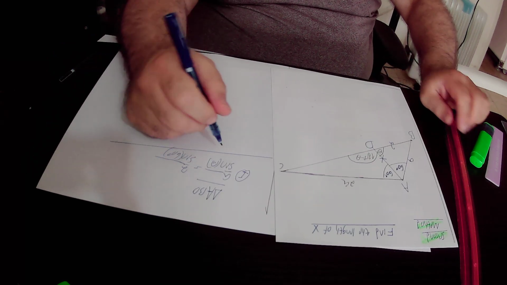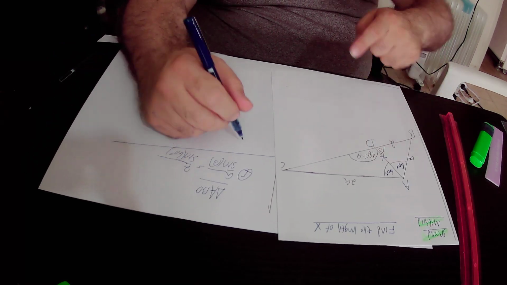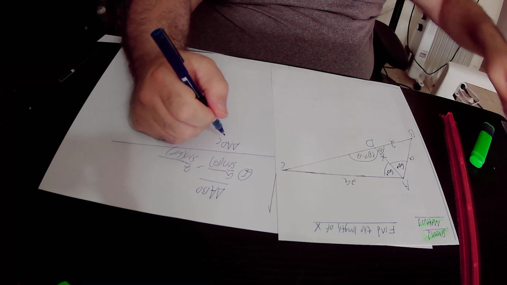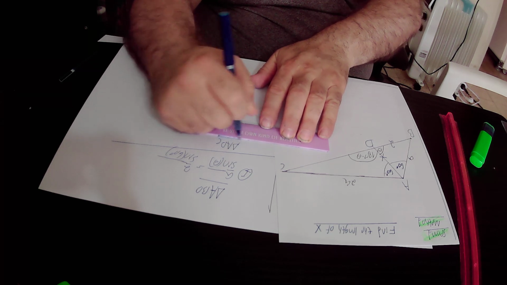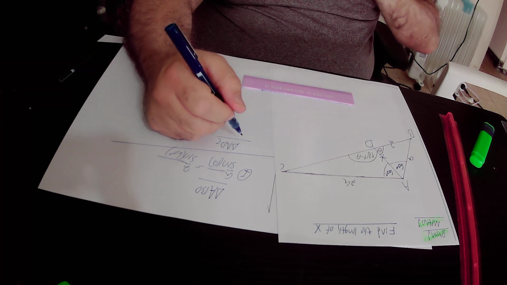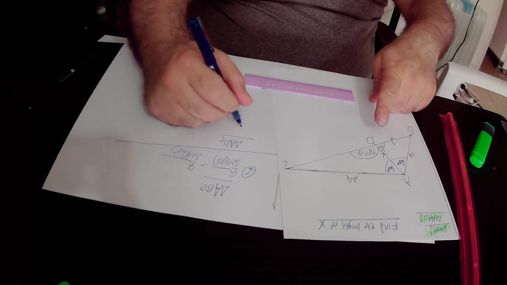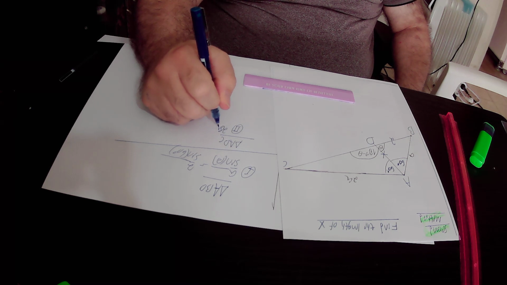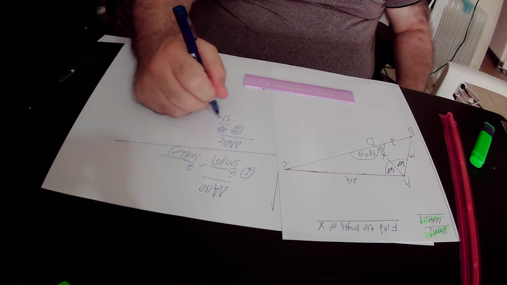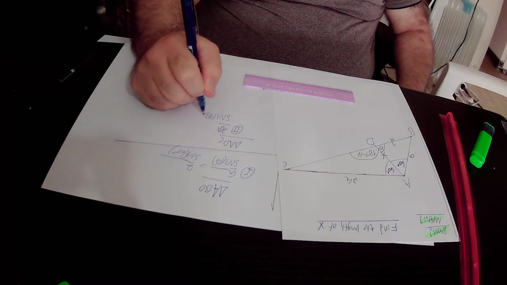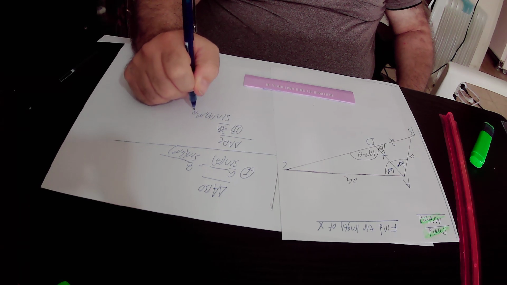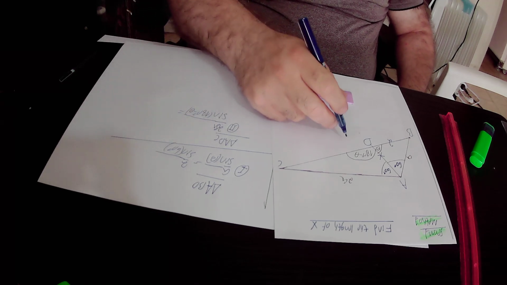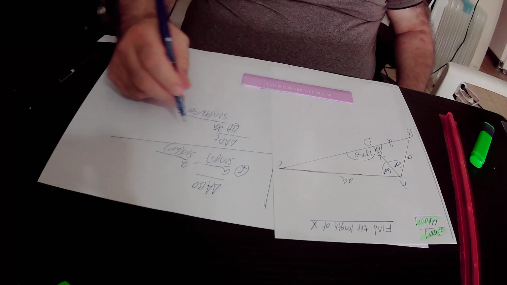In the next step, we will implement the law of sines in this triangle ADC. According to the law of sines, in triangle ADC, here 2a over sine of 180 degrees minus theta equals DC over sine 60 degrees.